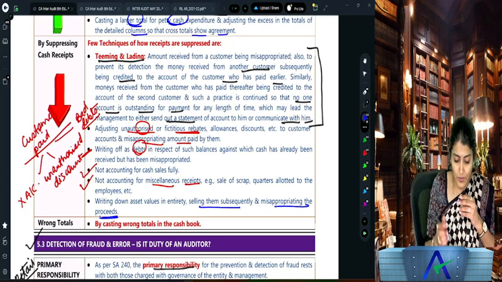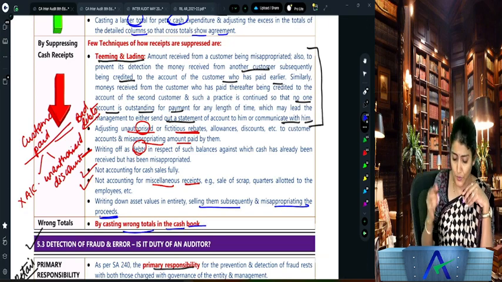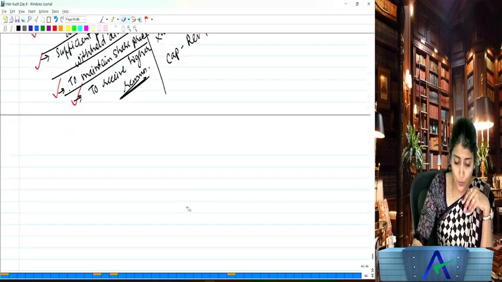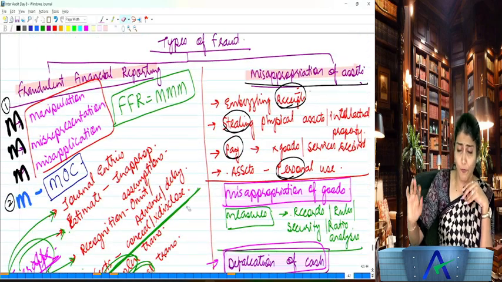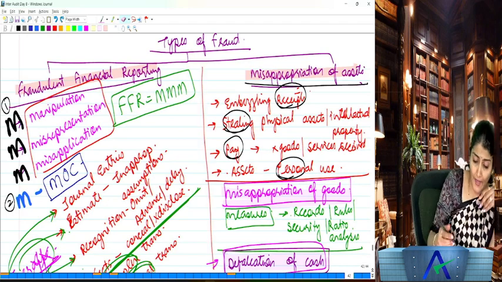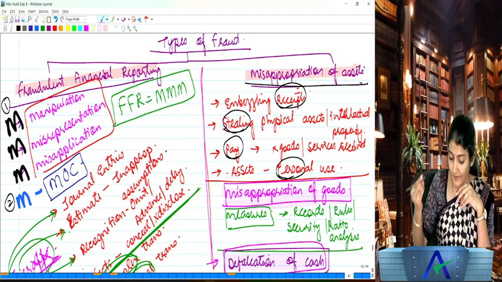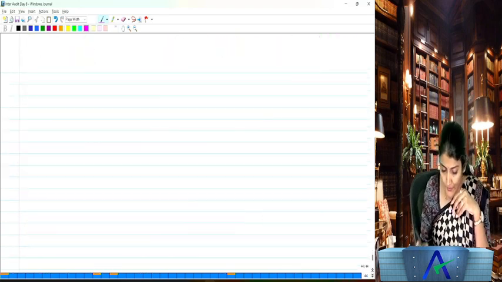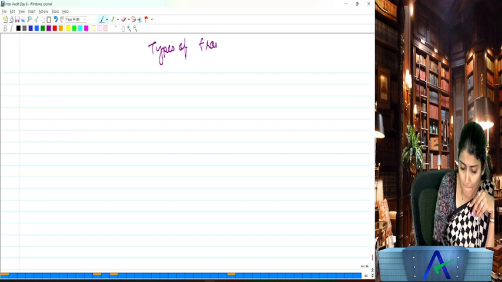Okay. And what is the last one? By casting the wrong totals in the cash book. Is it clear to all of you? Right. So that's a huge discussion over there regarding the types of fraud. What are the types of fraud? The fraudulent financial reporting and the misappropriation of the assets. Okay, right. Now listen to it one more time. Right, what are the two types of fraud?